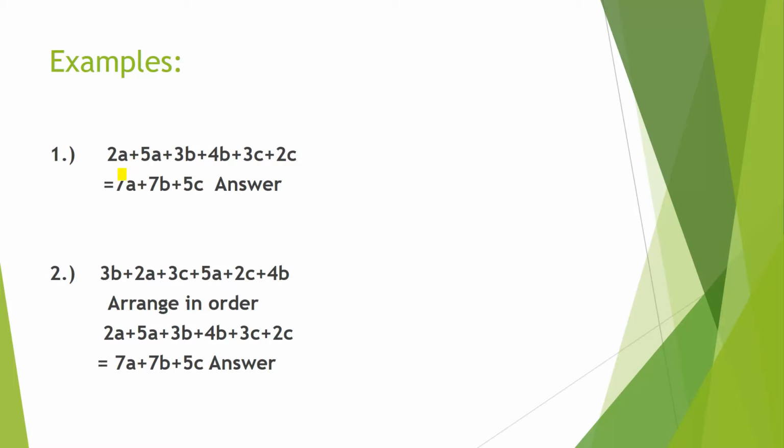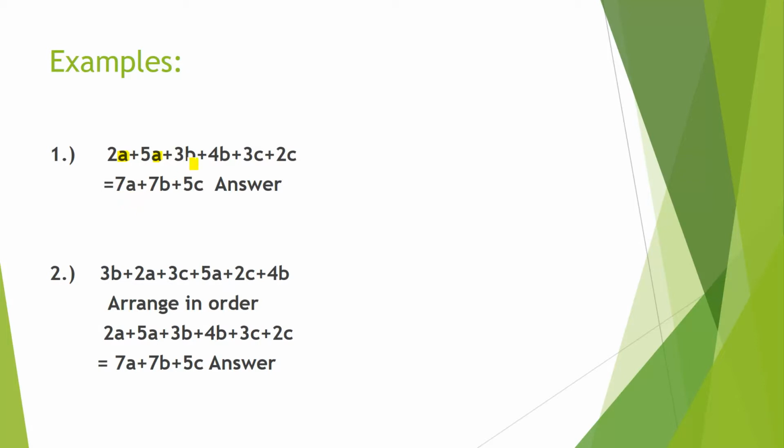So our first question is you have to add 2a plus 5a plus 3b plus 4b plus 3c plus 2c, right? So first you have to arrange in order. How you will arrange the numbers who has the same base, right? Same base. This is the base. I'm not saying same coefficient or same anything, same base. So it has a, so 2a plus 5a equal to 7a.